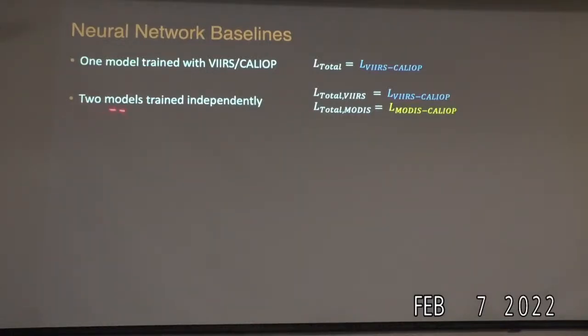Second baseline, two neural networks trained independently on their respective collocations with VIIRS with Calliope. So in that case, we're sort of crossing our fingers and hoping that those two models that are made from these collocations with Calliope are consistent with each other when they see the same cloud.